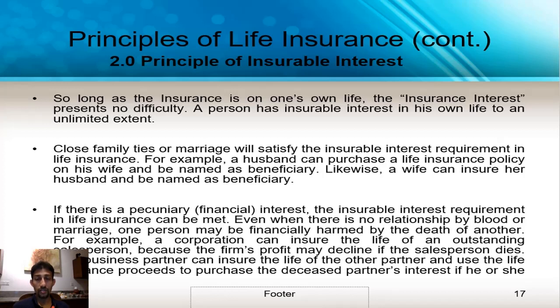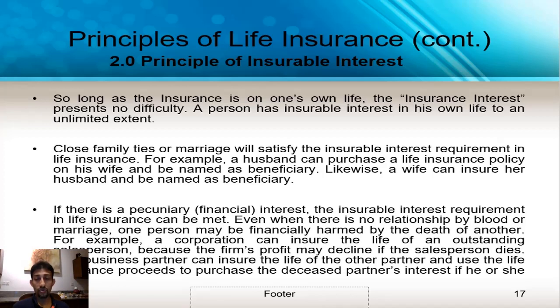When it comes to life insurance, if it is on your own life, there is no rule. It has an unlimited extent. However, when it comes to close families, especially marriage, it will satisfy the insurable interest requirements in life insurance. Therefore, a husband can purchase a life insurance policy on his wife and name the beneficiary. Likewise, a wife can insure her husband and be named as beneficiary. However, it is important that there should be a financial interest in this contract.